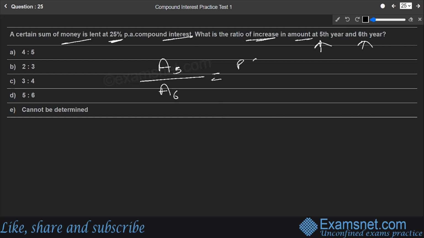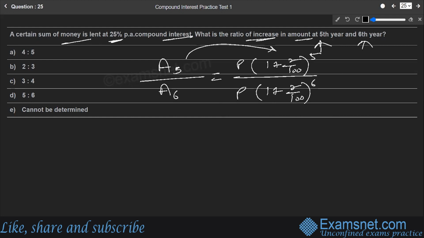Simply, the formula is P into (1 plus R over 100) to the power 5 for the amount of 5 years. For the amount of 6 years, the power will be 6, that is P into (1 plus R over 100) to the power 6. So this is what we are supposed to do.